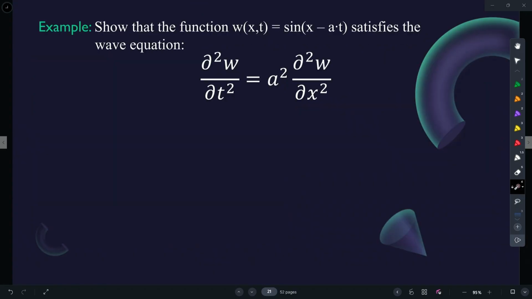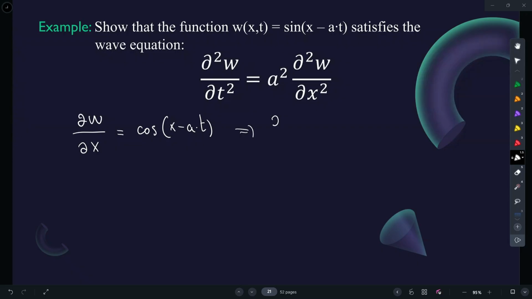So let me give you an example of a differential equation. Let's do that with a wave function. So this is the wave equation, and it's telling me that the second derivative with respect to t is related to the second derivative with respect to x. So let's see what happens. I'm going to start with taking a derivative of this wave function with respect to x. The derivative will be cosine of the inside times the derivative of the inside, which is just 1, so it's just this.